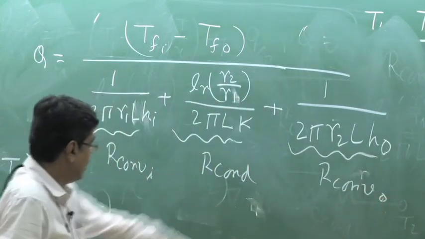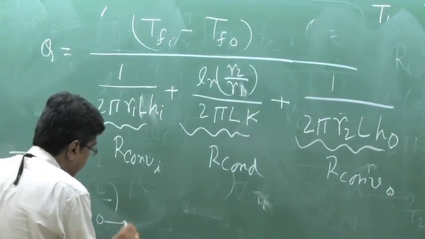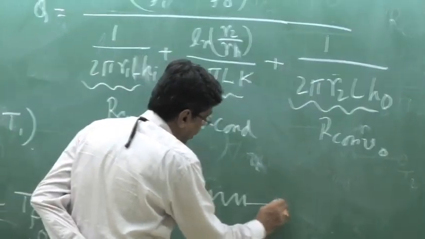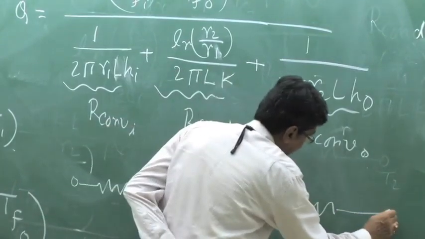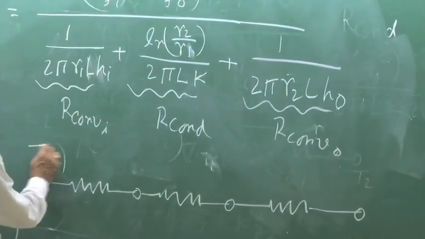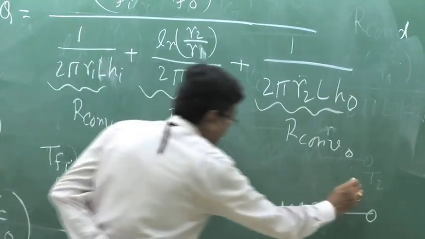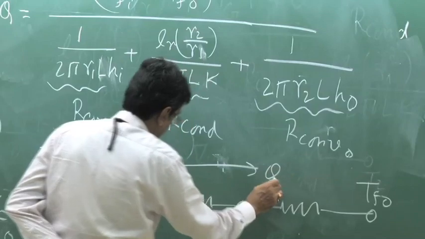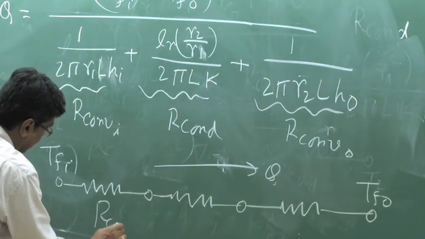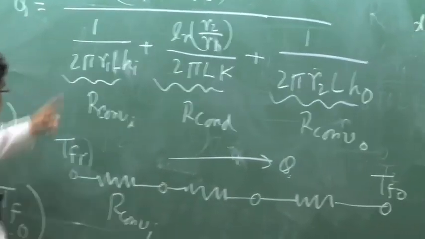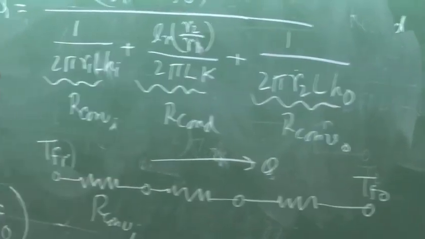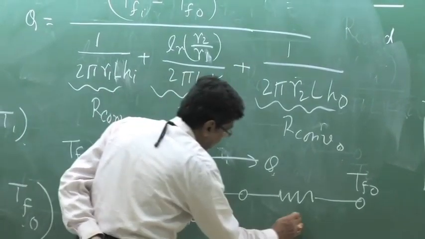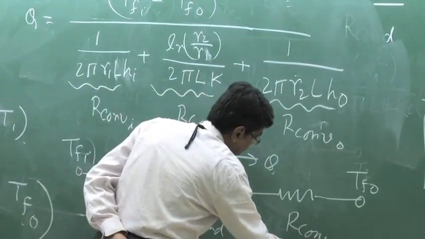That means, extremely simple, three resistances are in series through which the same heat is flowing, and the electrical analogous circuit is like this, TFI and TFO. The same heat Q is flowing with this R convection inner, whose value is 1 by 2 pi R1 L H1, and this is conduction, and this is R convection outer.